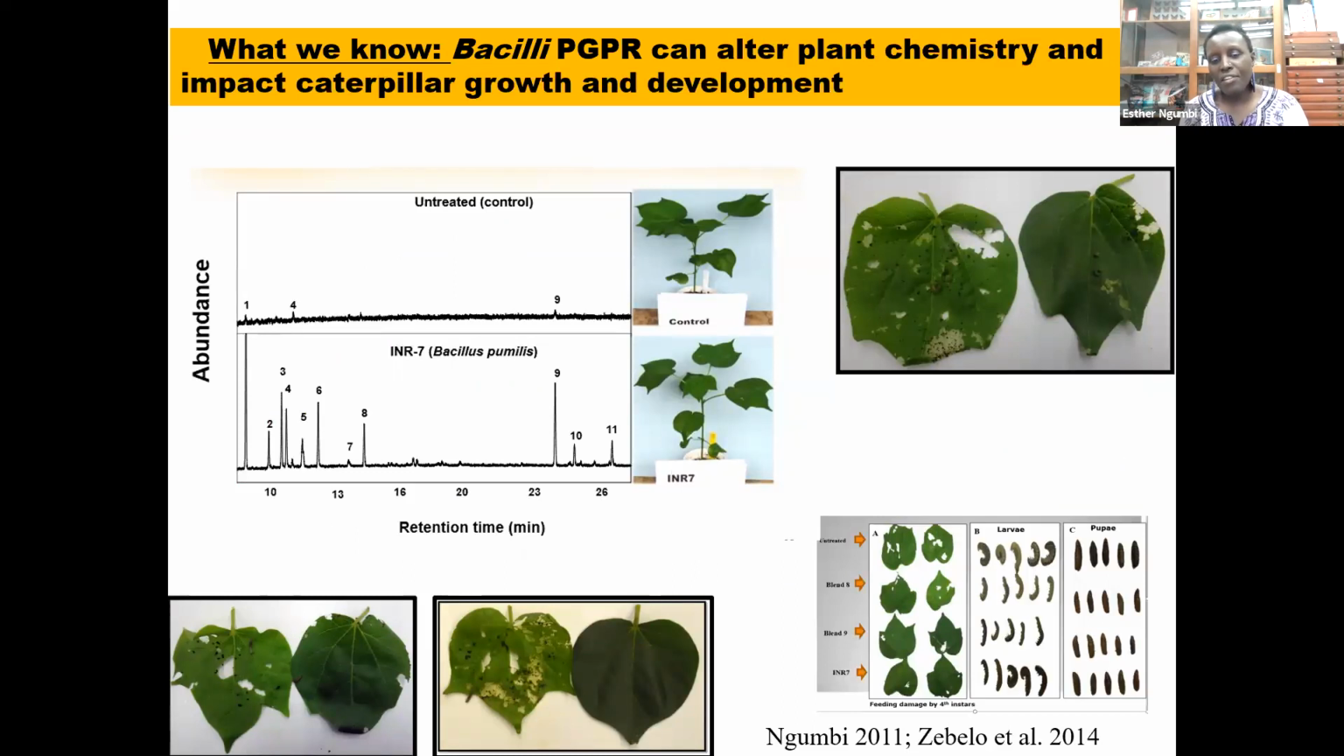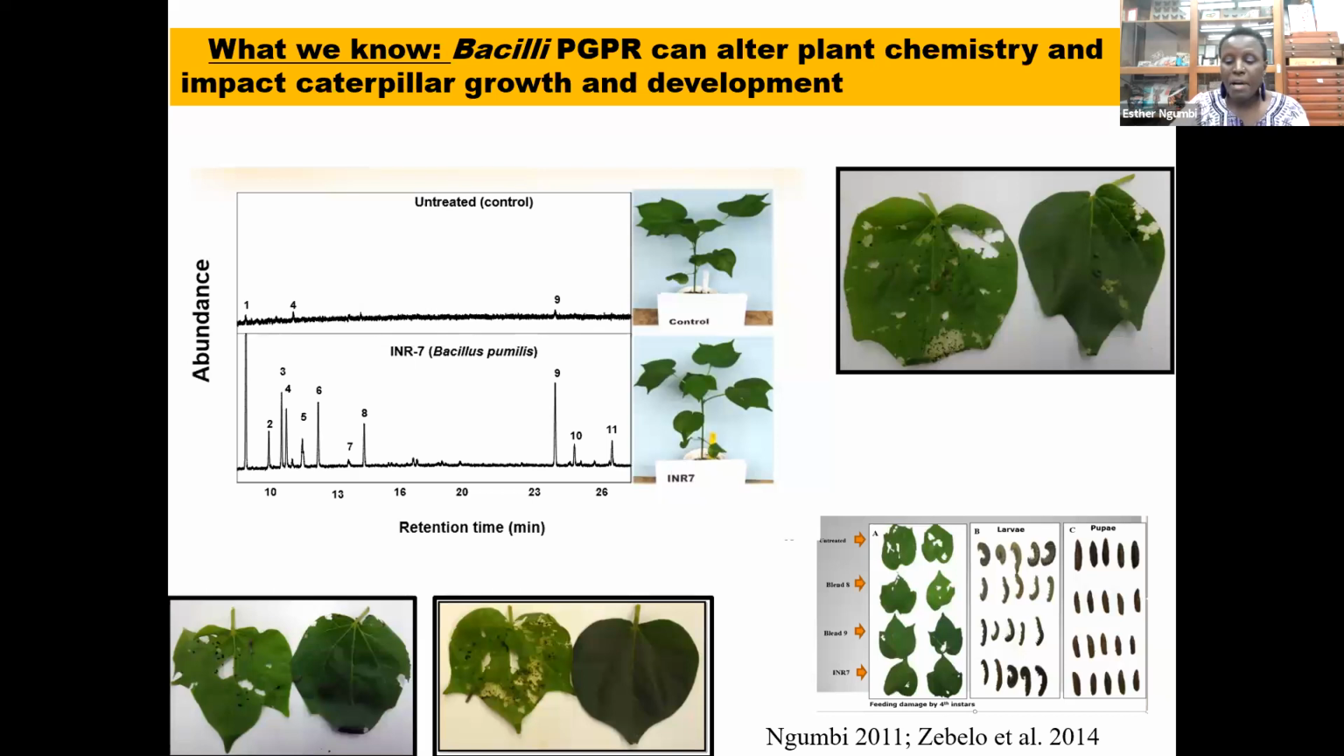We also know, and this was part of my PhD research, that I was able to show that association of plants with PGPR does alter plant chemistry. This was work done at Auburn, where it was very evident that untreated plants do not produce the same blend of compounds as PGPR treated plants. Further, we were able to see clearly that association of plants with PGPR influences the growth and development of caterpillars. Caterpillars feeding on PGPR plants performed poorly and did not grow, and we see that both at the larval stage as well as the pupal stage.